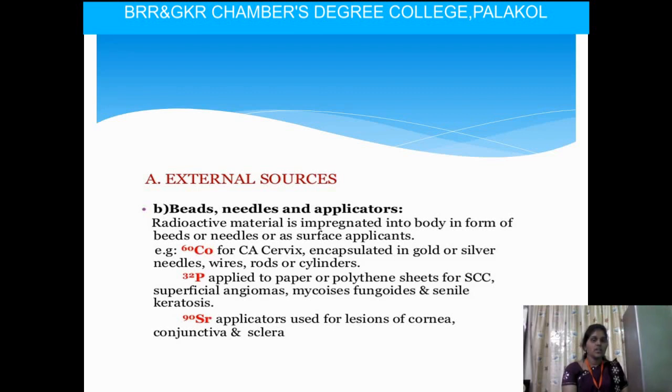And the next one, we can use in place of cobalt, we can use P32. So it is used or applied to paper or polythene sheet for superficial diseases, so mycosis fungoides and keratosis. These are the different types of diseases, which are actually different types of cancers. So these also can be treated by using these external sources.